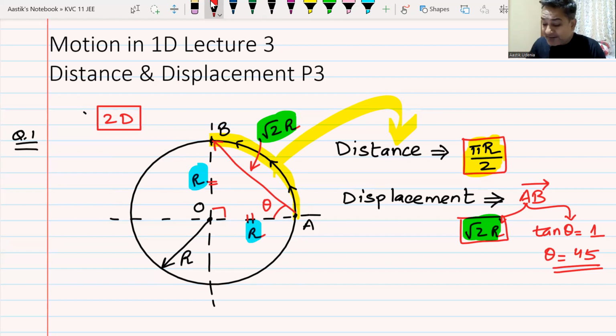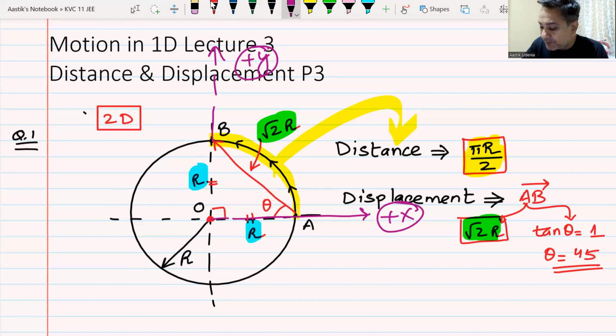Now, in terms of i and j, let me call this as origin. Let me call this as my y-axis, obviously positive y. And let me call this as positive x-axis. This is my positive y and this is my positive x. Now I would be very happy.